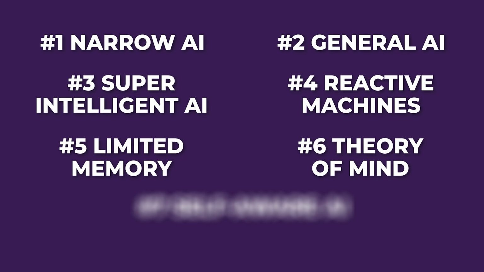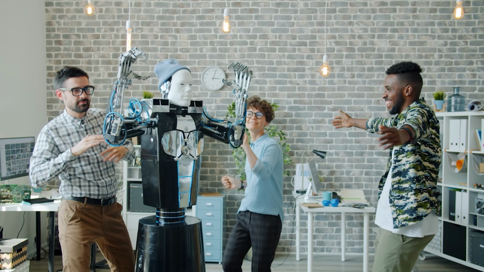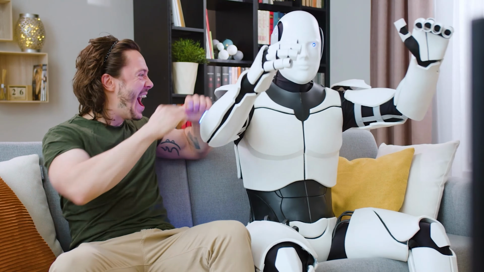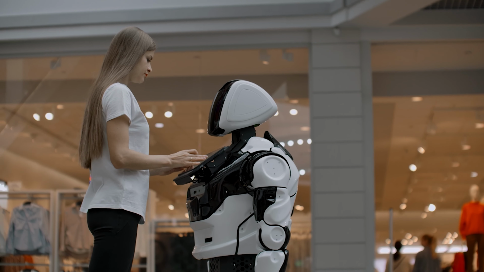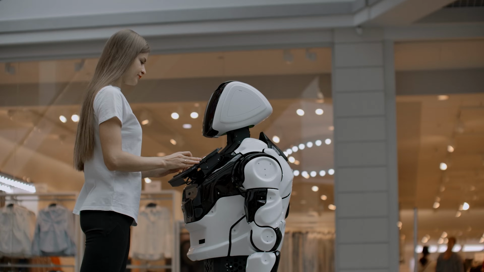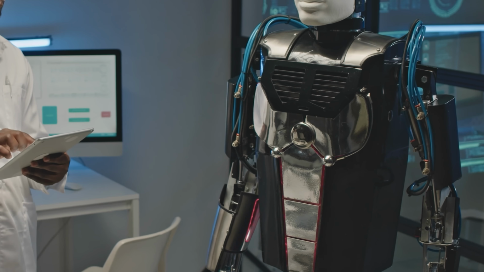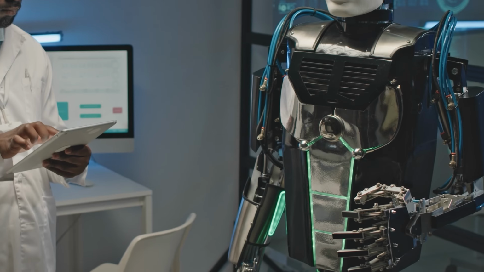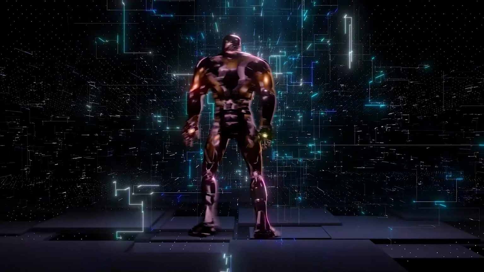Number 6. Theory of mind. Theory of mind AI is where things get even more interesting. This type of AI would be able to understand human emotions, beliefs, and intentions, process them, and then interpret them in a social context. While we're not there yet, researchers are working on AI that can recognize and respond to human emotions, which could revolutionize fields like customer service, therapy, and even entertainment.